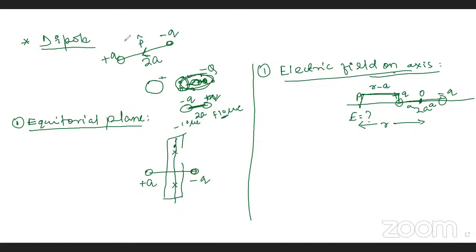Okay, so what will be the distance? Can I write R minus A, this distance to P? Yes, sir. Because from the center to the point P, it is R, and from O to this plus Q, this is A. So what will be the distance from plus Q to P? R minus A. Are you getting it?